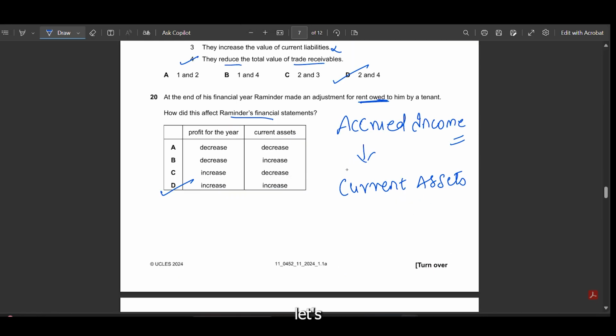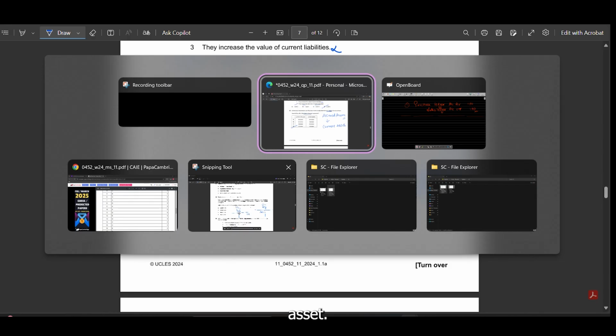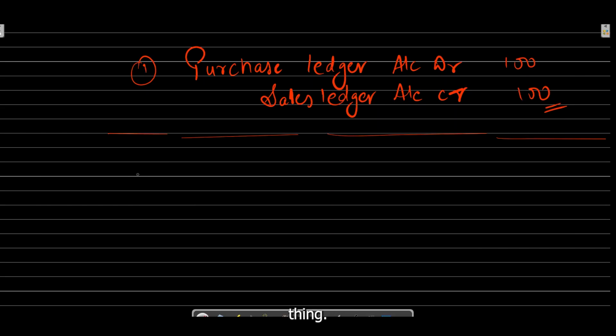All right, class. I hope you all understood why accrued income is considered as a current asset. Because someone is owing to you. What's the definition of an asset? Whatever the business owns and someone owes to the business. So accrued income is someone owes to the business. That's the reason it is a current asset. Just remember this thing.